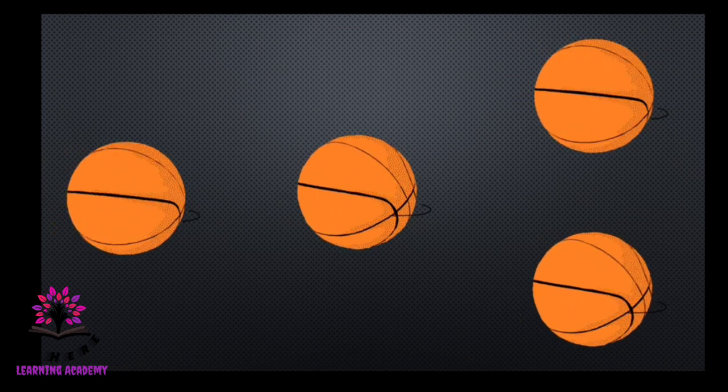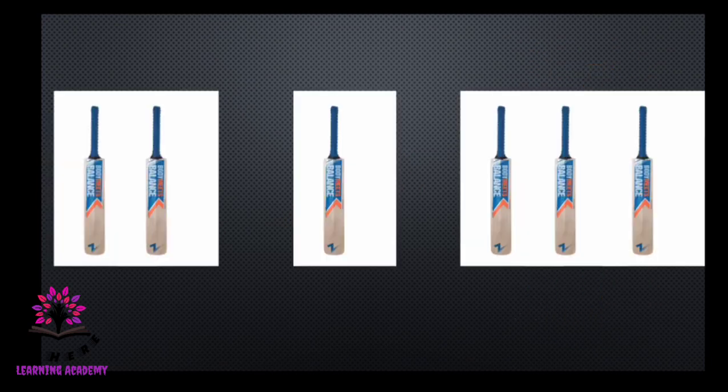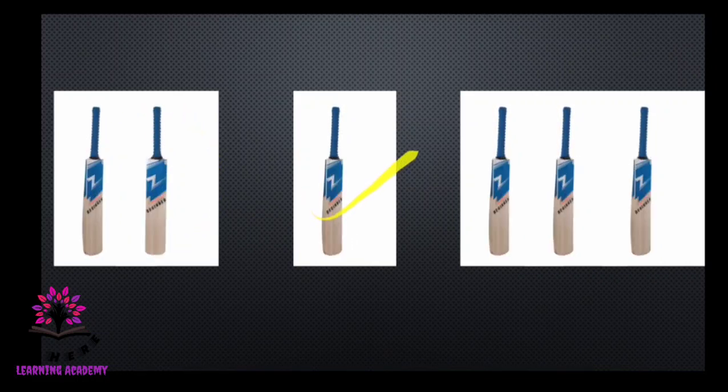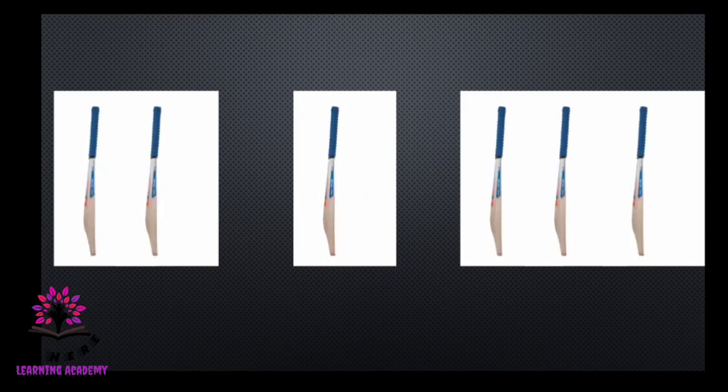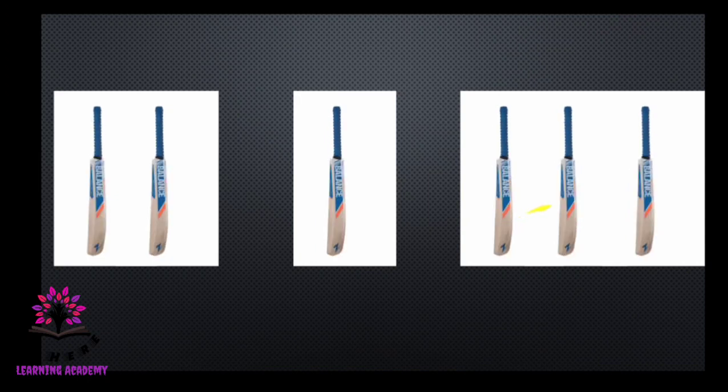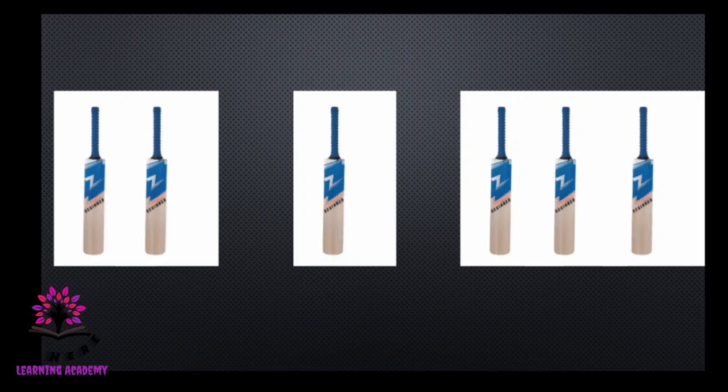What is this? This is a ball. Now how many balls are there here? Yes, you are right. There are 2 balls. Now see the first picture. How many bats are there? 2 bats. Here there is 1 bat. So, totally how many bats? 1, 2 and 3. There are 3 bats.